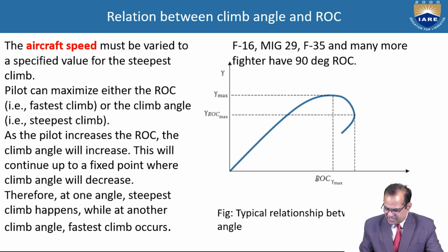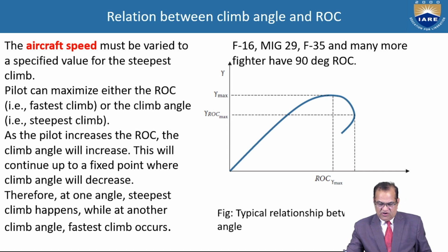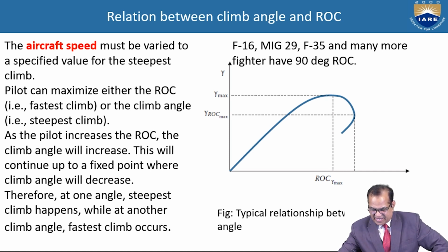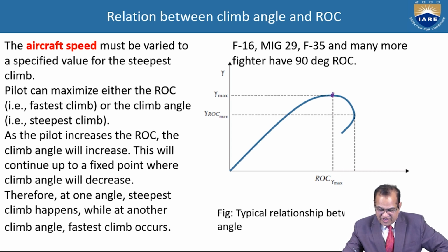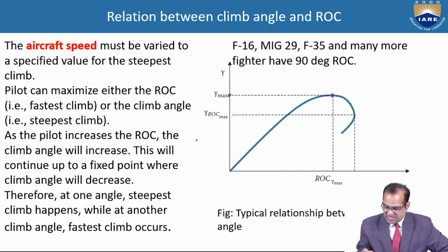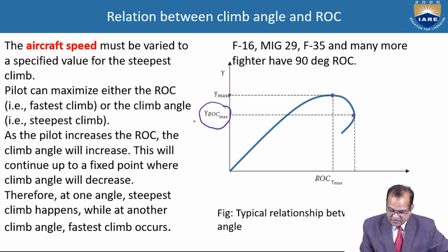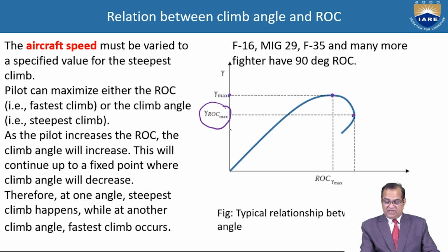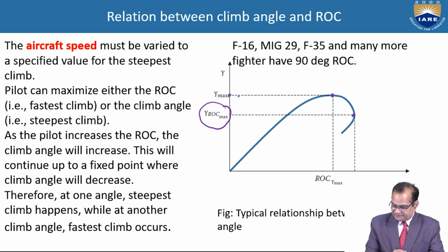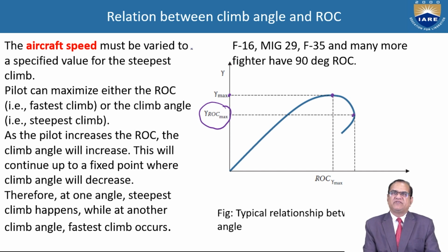So if you see here, we have the rate of climb. In this diagram, gamma maximum is at this point, but the rate of climb will not be maximum there. It will be maximum here, from where it starts reverting back. So this is the gamma for rate of climb maximum, and gamma for rate of climb maximum will be less than the maximum climb angle. So the aircraft speed must be varied to a specified value for the steepest climb.